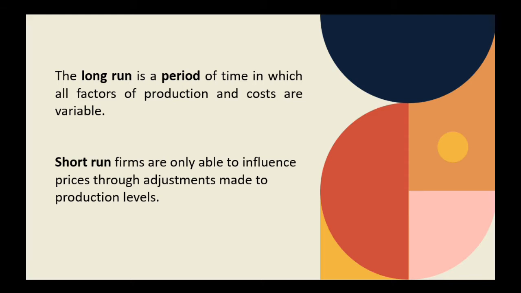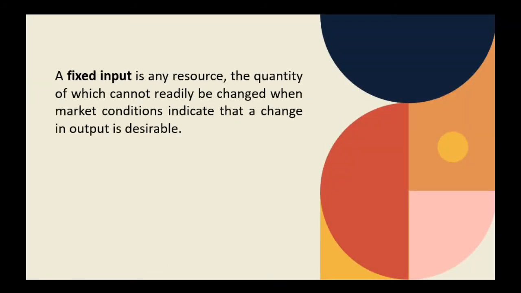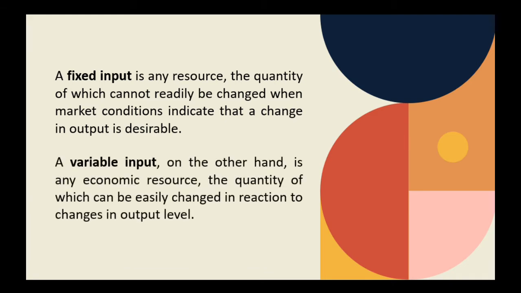Accordingly, production inputs are classified into two main types, which are fixed inputs and variable inputs. A fixed input is any resource, the quantity of which cannot readily be changed when market conditions indicate that the change in output is desirable. Examples of fixed inputs include the plant and buildings that the firm uses as well as the machinery and equipment. A variable input, on the other hand, is any economic resource, the quantity of which can be easily changed in reaction to changes in output level.